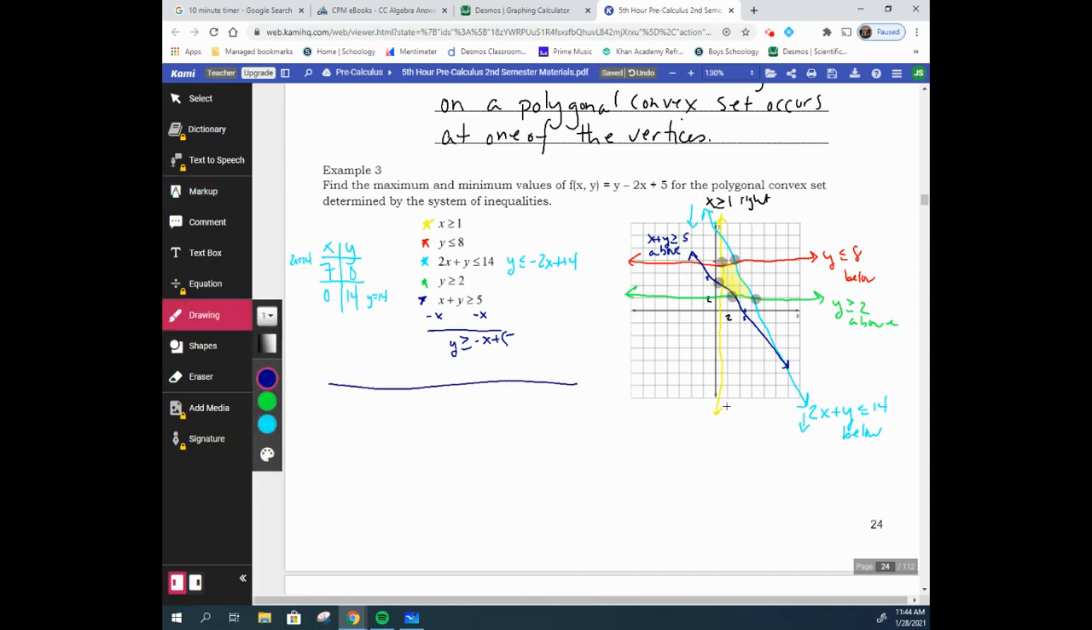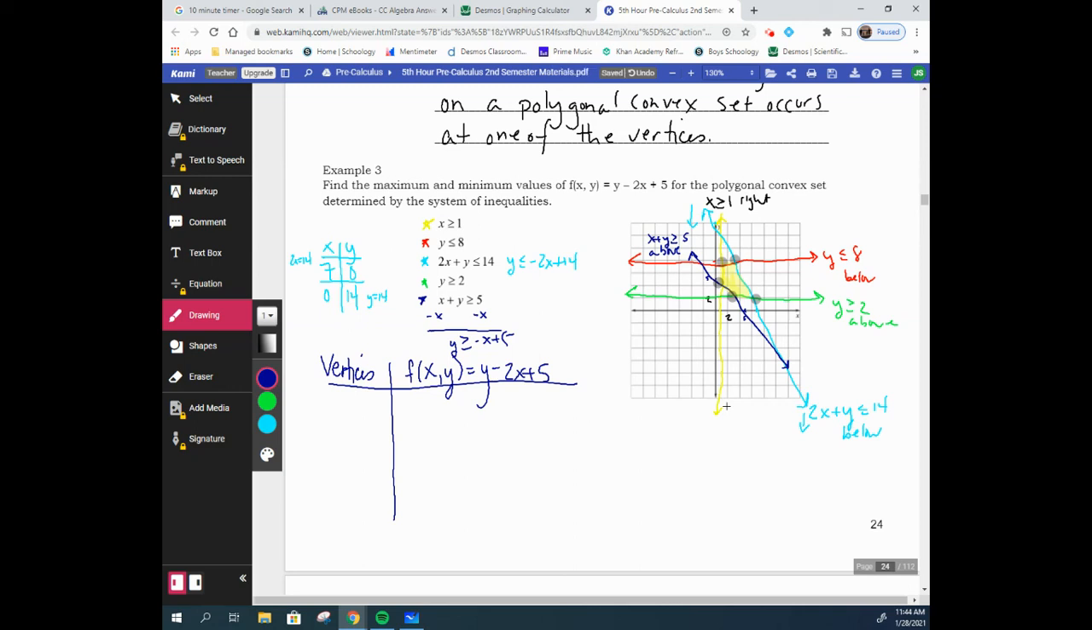And so that's what I want to figure out next, my vertices. And once I figure out my vertices, then what I'm going to do is find the max and min by plugging into this rule that they gave me, this f of x, y.